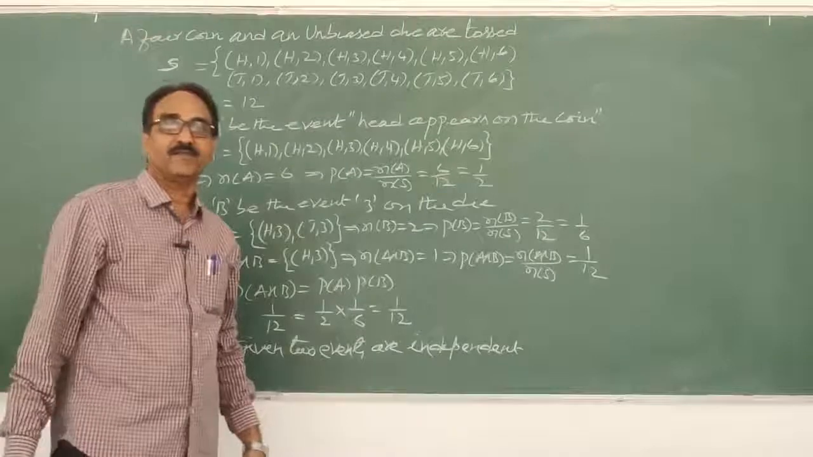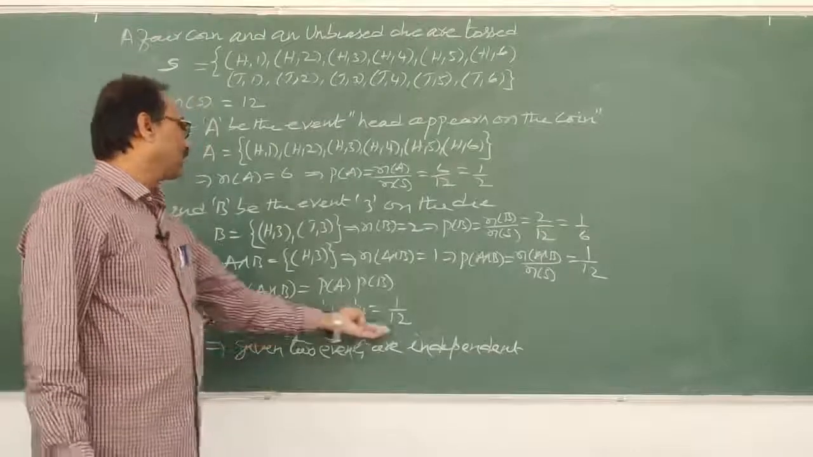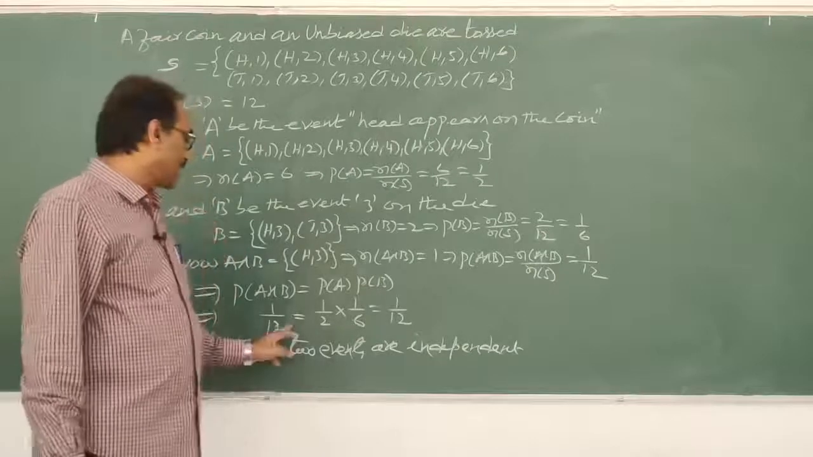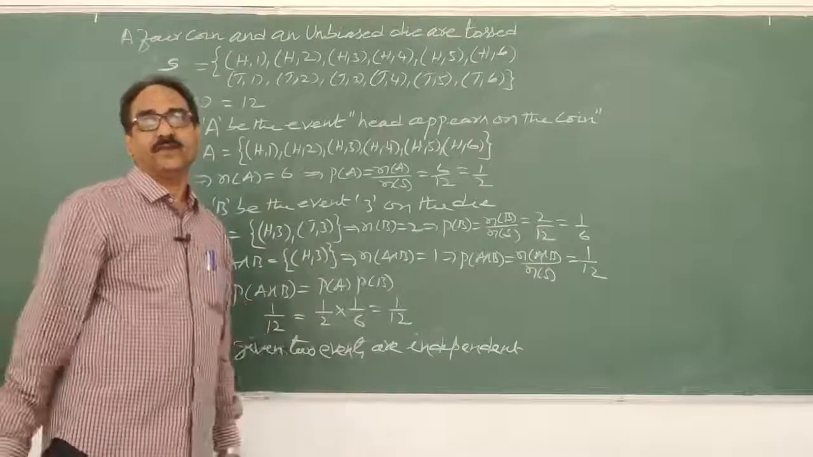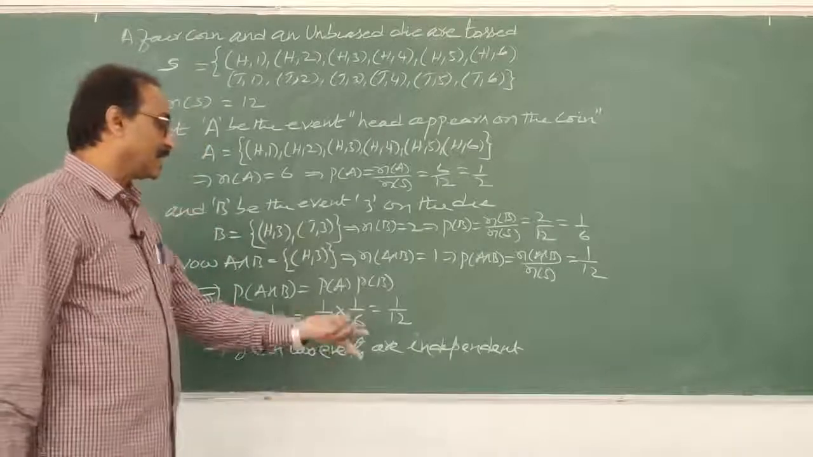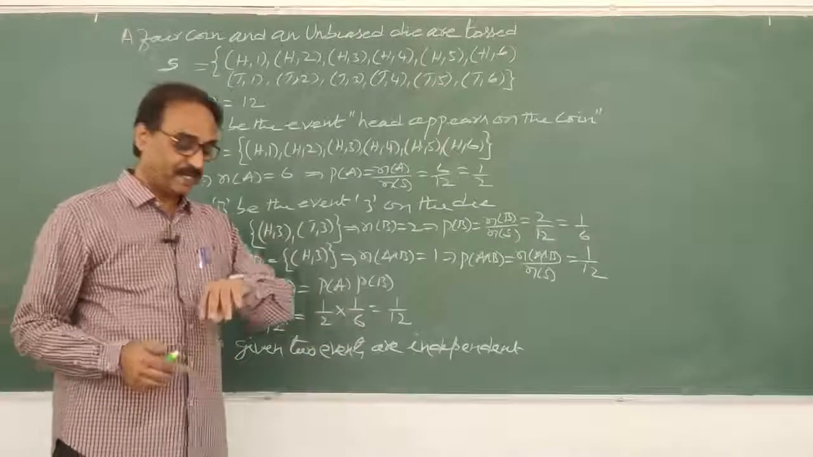How we got independent means: 1 by 12 is equal to 1 by 12. That's why it is independent. If they are not equal, that is not independent. So we can say they are not independent events. Here it is satisfied, hence we can say they are independent events.